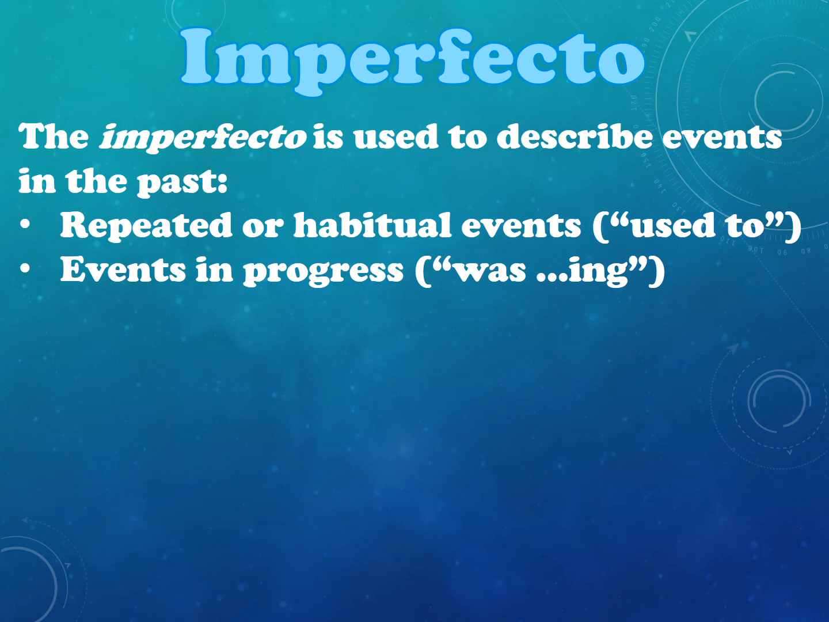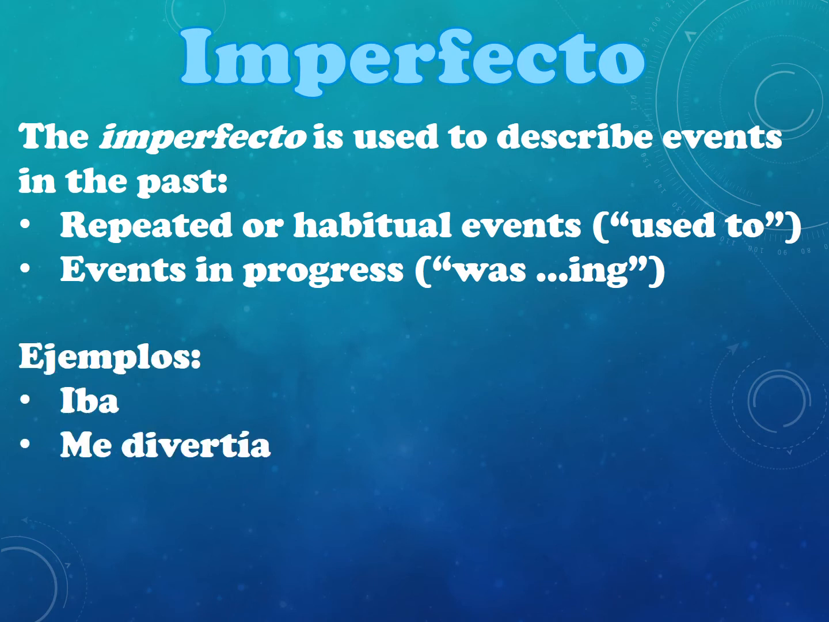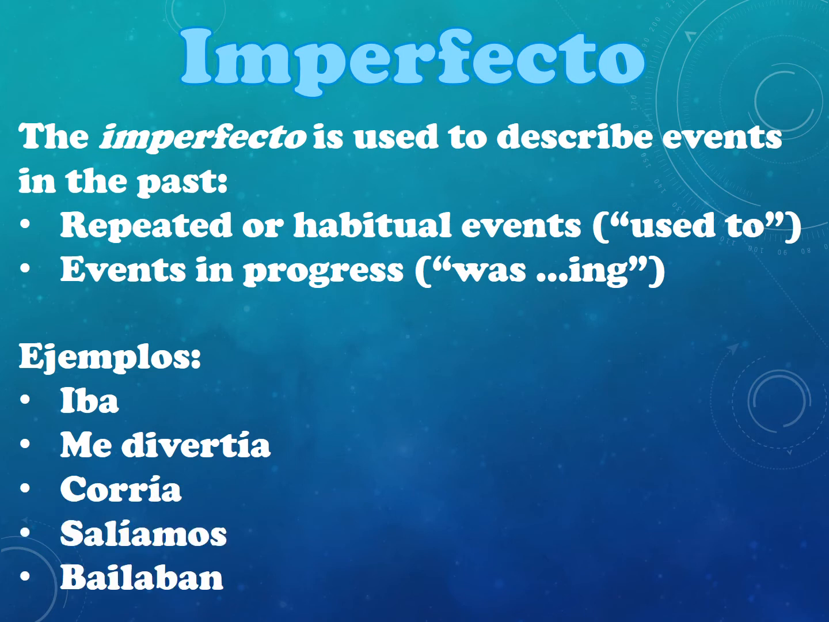The imperfecto we have not talked about a lot in class, although we have seen it. It is used to describe in the past repeated or habitual events, things that used to happen, or events in progress, things that were happening. Por ejemplo, iba, me divertía, corría, salíamos, bailaban.